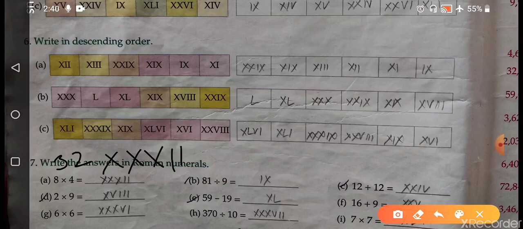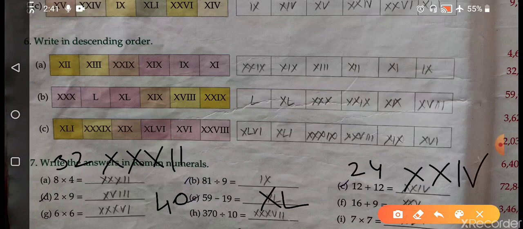It will become 32. 59 minus 19, 9 minus 9 is 0, and 5 minus 1 is 4, so 40. So how will you write 40? XL. Coming on to C, 12 plus 12 is 24. How do we write 24? XXIV. Okay. H, 370 divided by 10.